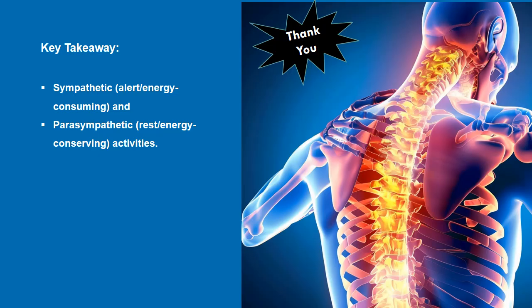Key takeaway: the ANS is essential for maintaining internal homeostasis and adjusting bodily functions according to internal and external environments by balancing sympathetic, which is alert or energy consuming, and parasympathetic, which is rest or energy conserving activities.